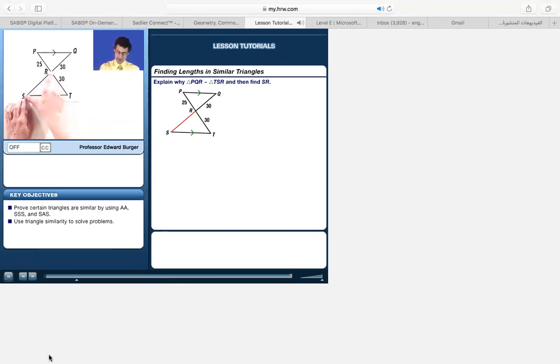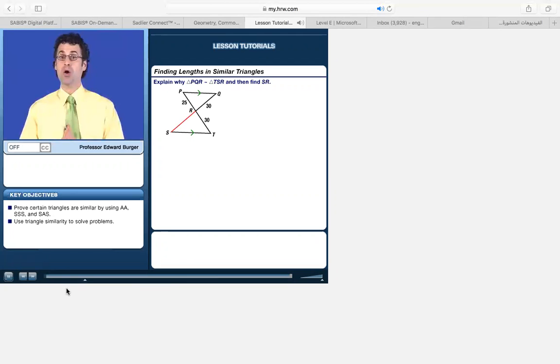It seems like maybe we don't have enough information, because I don't know a lot of stuff. I just know a couple of things here. These are parallel. How could I possibly proceed? Well, this is where the power of similar triangles comes into play. If we can show these two triangles are similar, then we can set up an appropriate proportion.